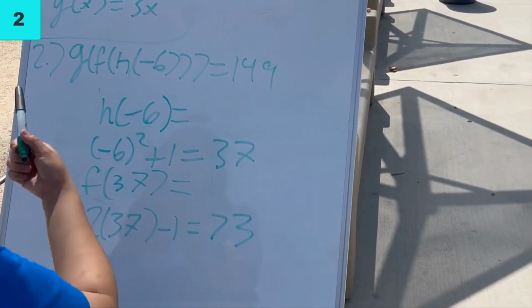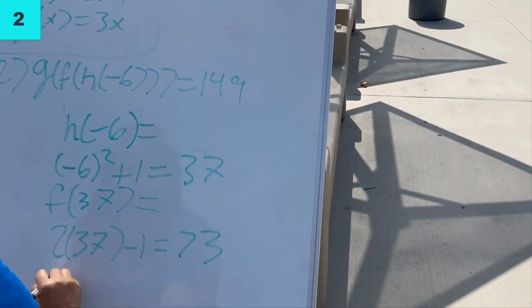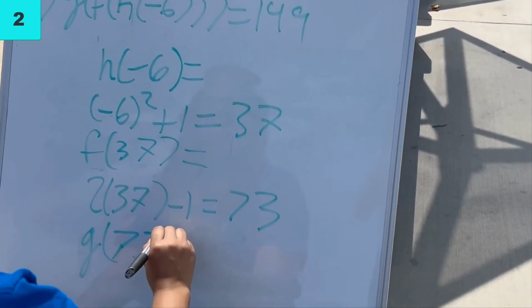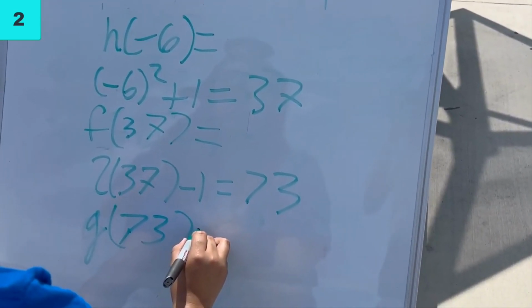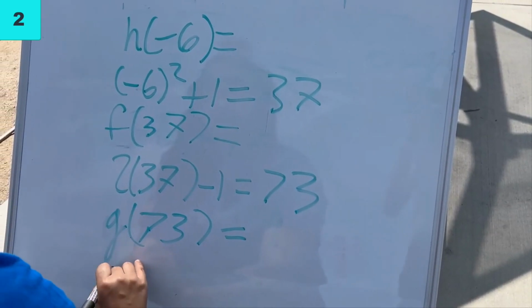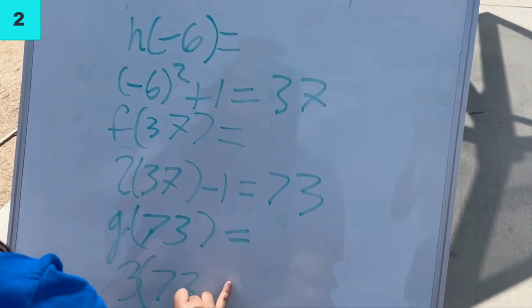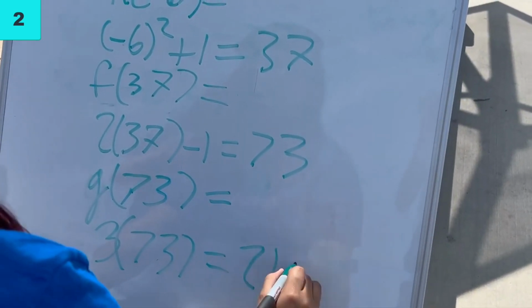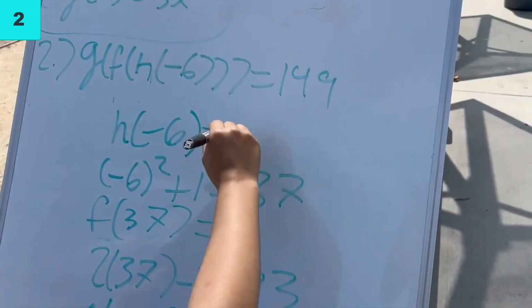Now we're going to do the last step, g of negative 6. So g of this number, 73, equals 3 times 73, which equals 219. So as you can see, this is false.